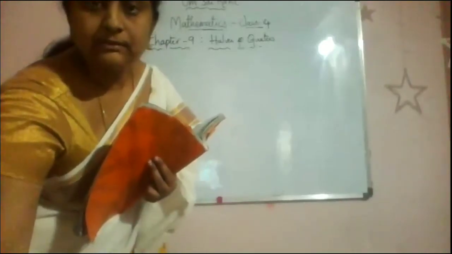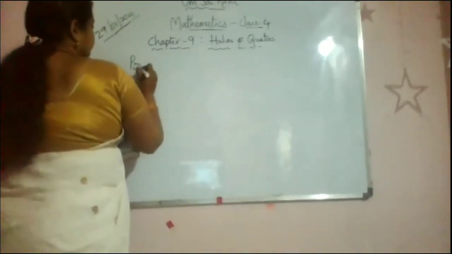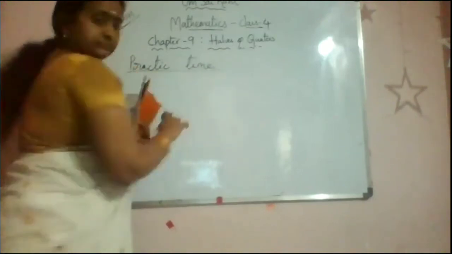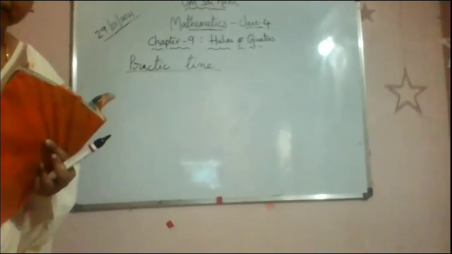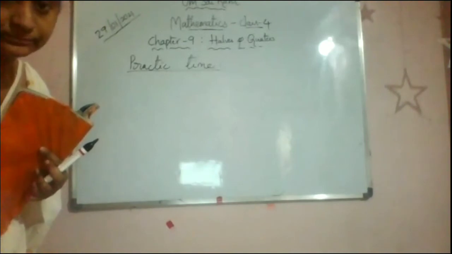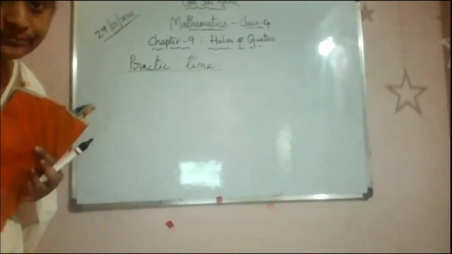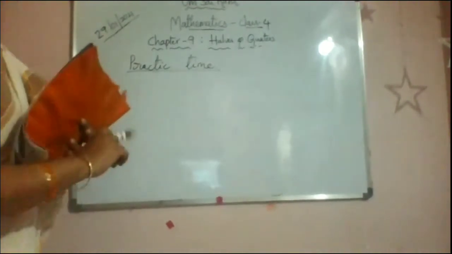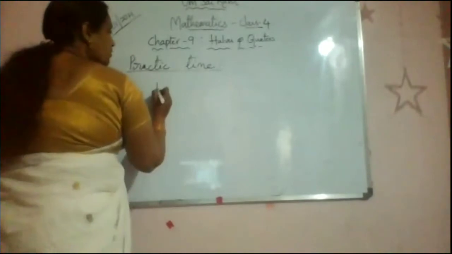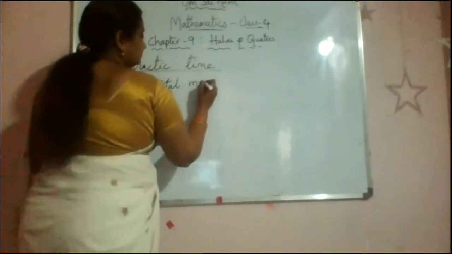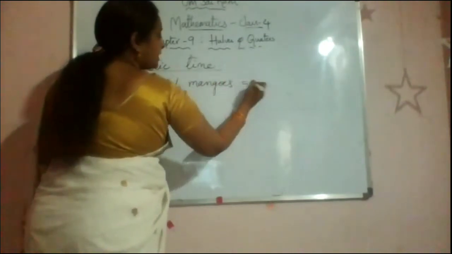Who wants to read? There are 60 mangoes. 1/2 of them are ripe. How many mangoes are ripe? Once again: there are 60 mangoes. 1/2 of them are ripe. How many mangoes are ripe? Yes, 30 mangoes are ripe. So here we need to write the statements. Total mangoes, and ripe mangoes. How many?